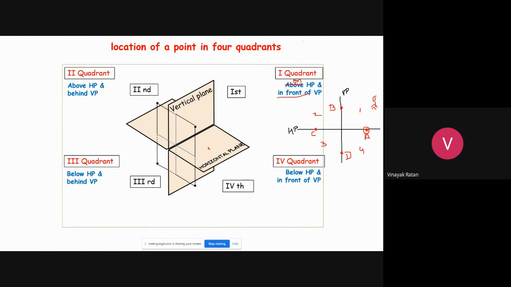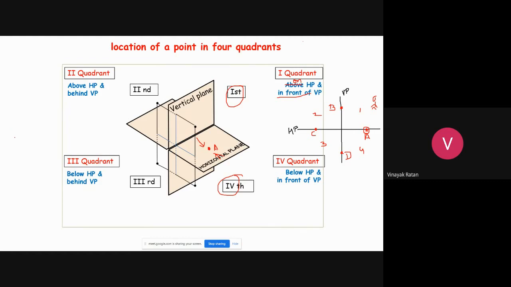That is on the horizontal plane. It is on HP and it is in front of the vertical plane. It means a point lies both in the first quadrant as well as in the fourth quadrant. Now, what about the views? How will you draw the front view and top view of a point which is on HP and in front of the vertical plane? Let me call this point A.